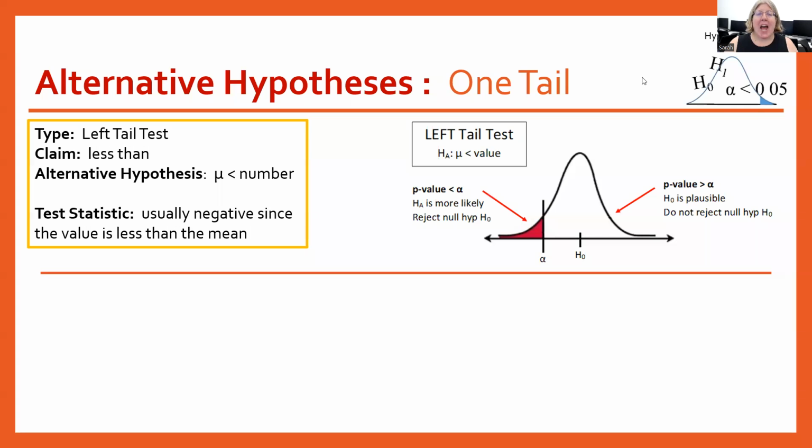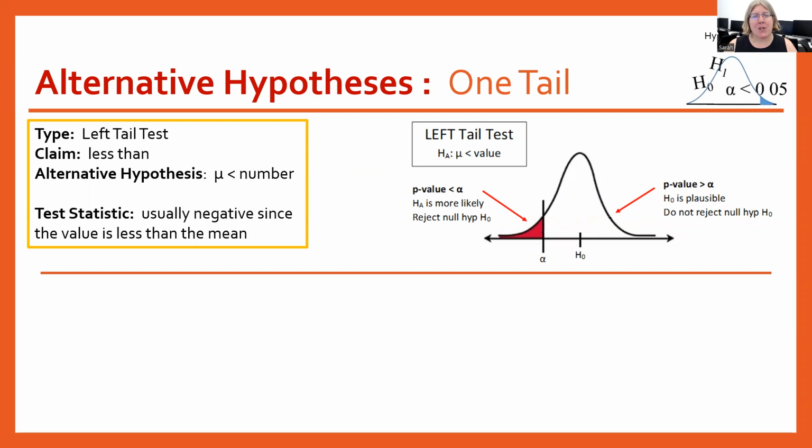Let's take a look at how the alternative hypothesis relates to the p-value. There are two types of alternative hypotheses, the one-tail and the two-tail. We're going to start with the one-tail test, and one of those is a left tail. That's when a problem uses the words less than, and your alternative hypothesis is going to be that the population mean mu is less than a fixed number.